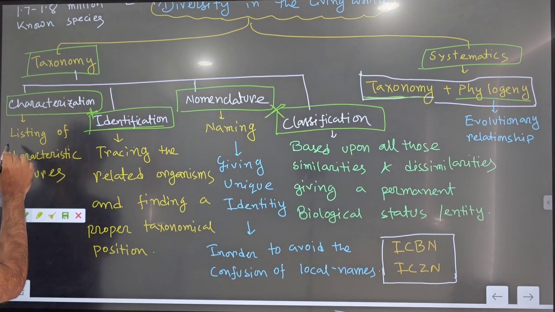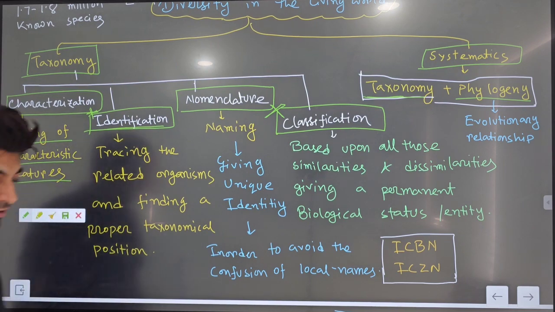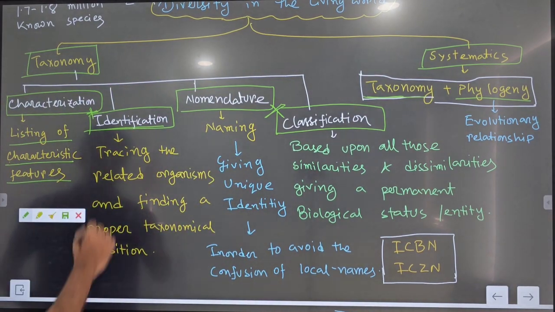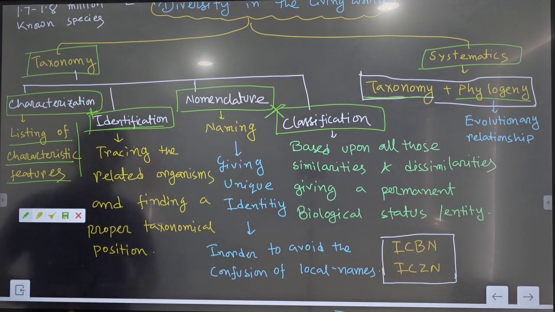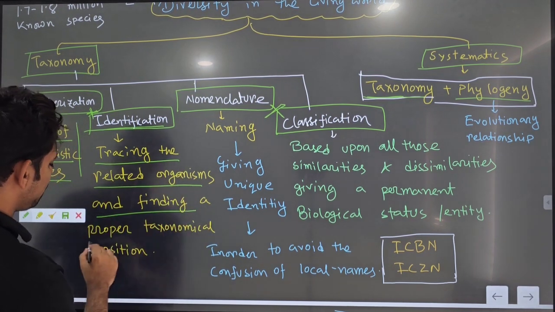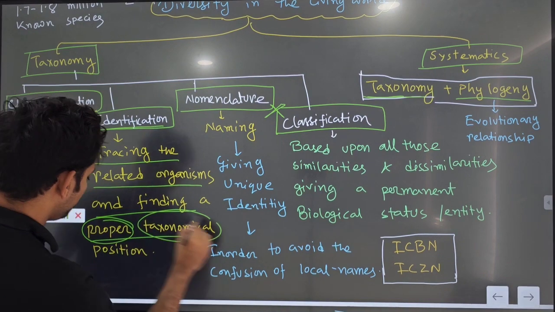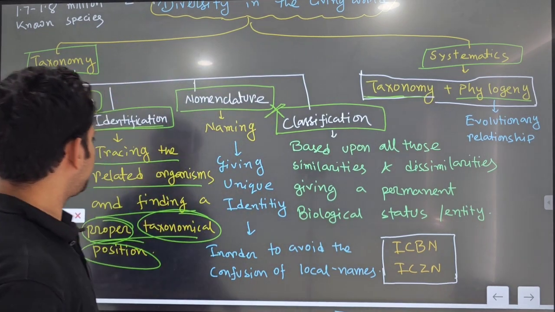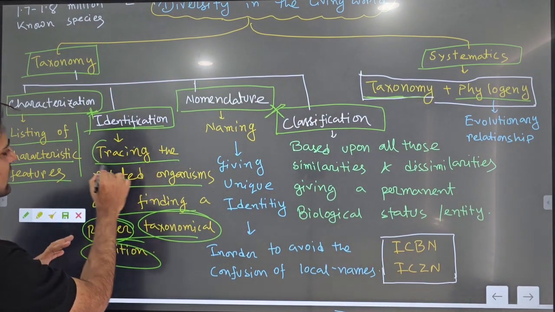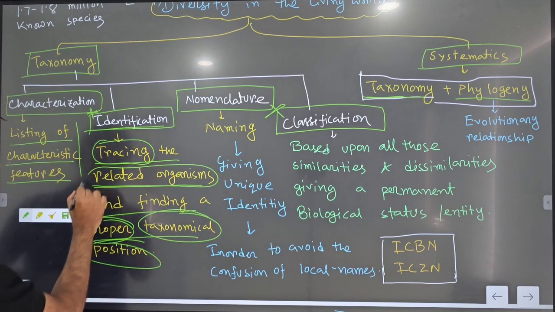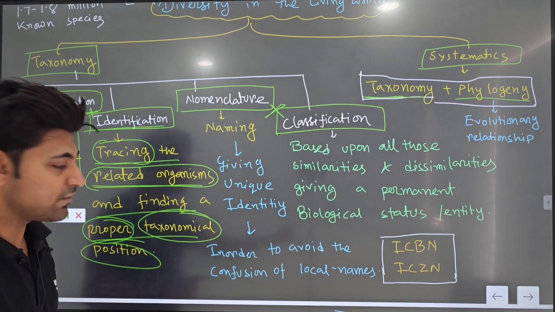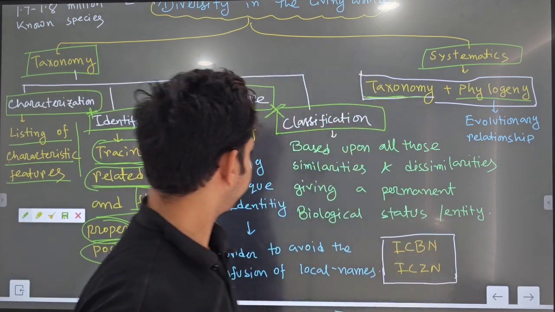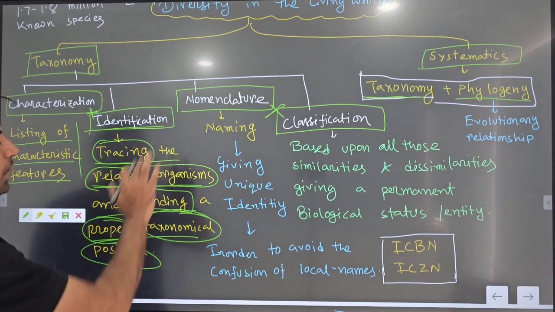Now what is characterization? Listing of characteristic features, listing of criterions. Now identification. After listing down all the criterions, tracing the related organisms and finding a proper taxonomical position is called identification. So basically, what is the definition of identification? Tracing the related organism, which is already there in our classification schemes, and finding the nearer one, that is called identification.